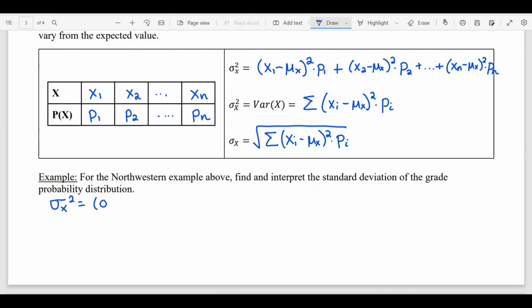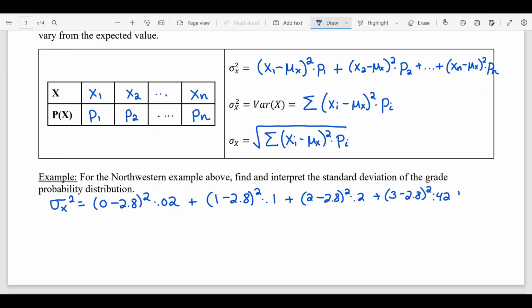We're going to start with 0. We're going to subtract that expected value we found and multiply it by that probability. So 0 is a grade of F, which had 0.02 probability associated with it, plus the grade of a D, plus the grade of a C, plus the grade of a B, plus the grade of an A. Very fun. If you want to pause and make sure you can do that on the calculator, go for it.